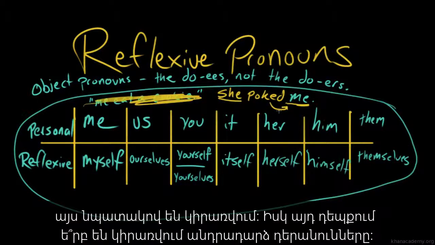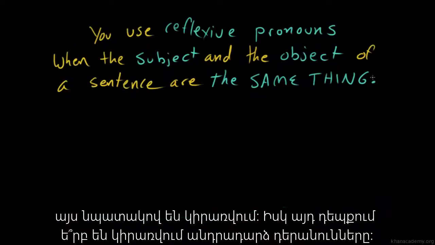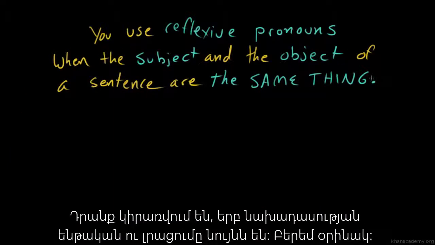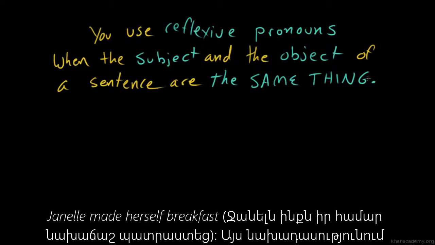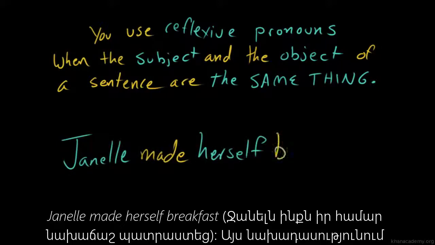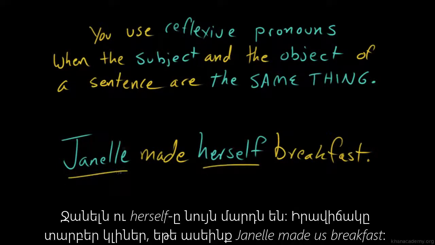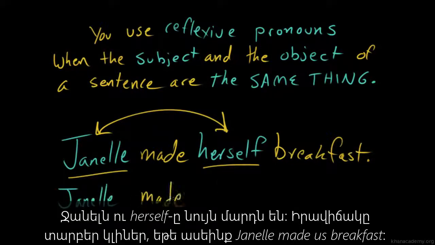But when do you use reflexive pronouns? You use reflexive pronouns when the subject and the object of a sentence are the same thing. Let me show you an example sentence. Janelle made herself breakfast. So in this sentence, herself and Janelle are the same person. As opposed to the other possibility, which is Janelle making breakfast for someone else.